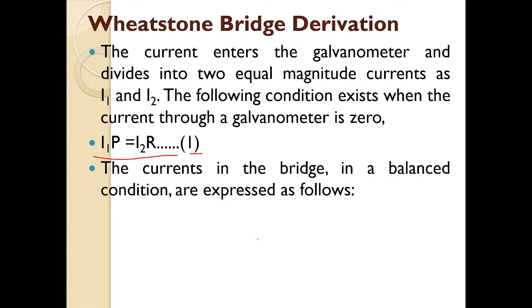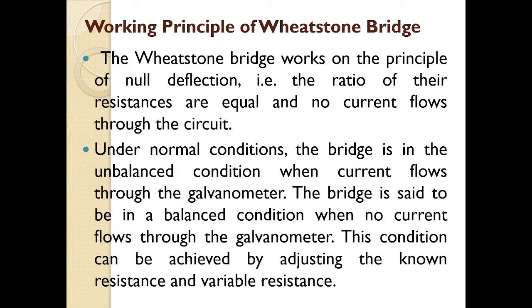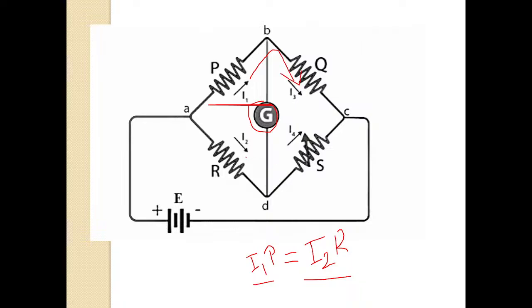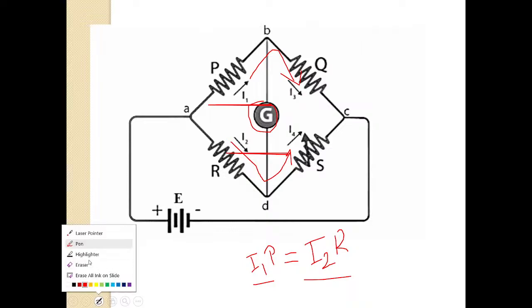As I said, no current flows through this galvanometer G. So whatever current enters P, the same current will enter Q. Whatever current enters R, the same current will flow through S.